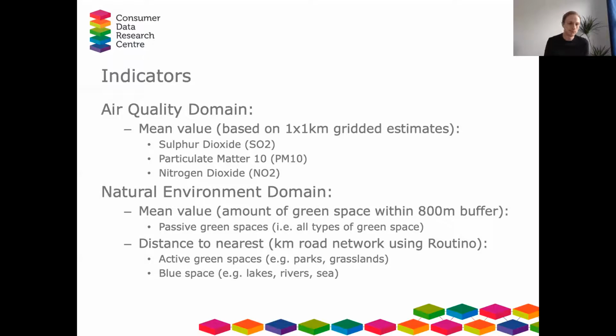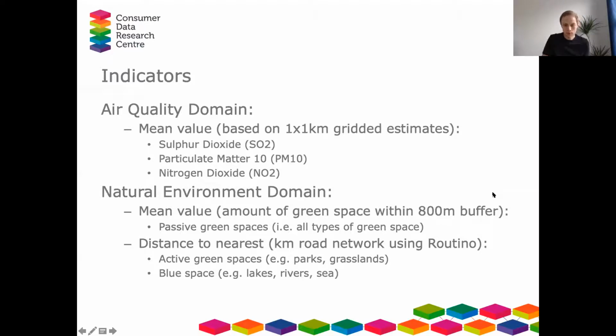We then have a final domain, which we call the natural environment, which has a mixture of mean and distance values. We have the mean value of green space within an 800-meter buffer of a postcode, which is just any amount of green space, which we call the passive role. It's the green space where you're moving through an area that you might benefit from. And then we have a series of distance to nearest measures, including distance to nearest green space, but being a bit more narrow: active places that you might be going to, parks, grasslands, maybe for a run or to meet friends. It's really about engaging with it rather than, say, walking through a leafy suburb. And also blue space: lakes, rivers, or the sea.